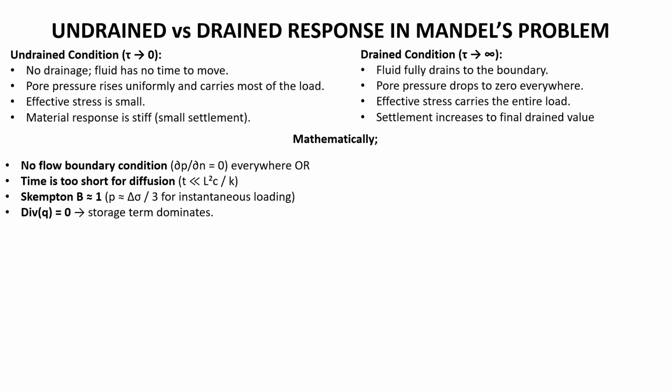Now moving to the drained response, where the dimensionless time is almost infinity. After enough time has passed, all the fluid has drained to the boundaries. In this drained response, pore pressure drops to 0 everywhere because literally all the fluid has escaped. Effective stress carries the load since pore pressure is 0. So the material undergoes a maximum settlement, reaching a long-term drained value.